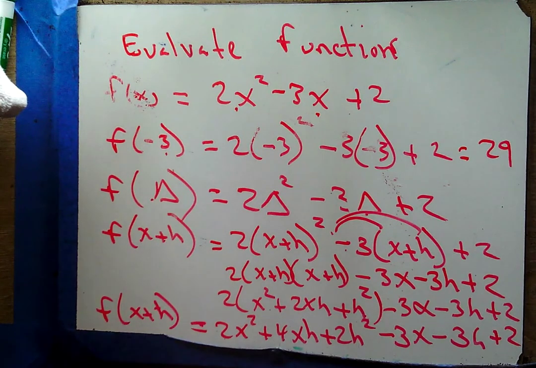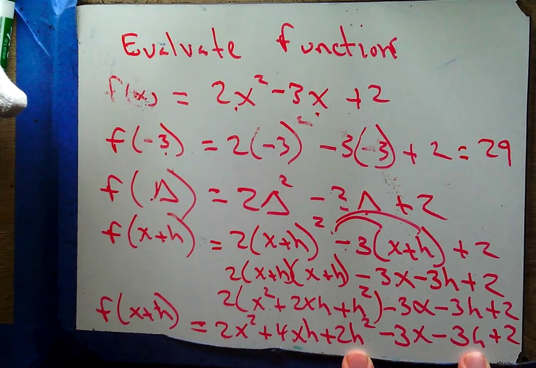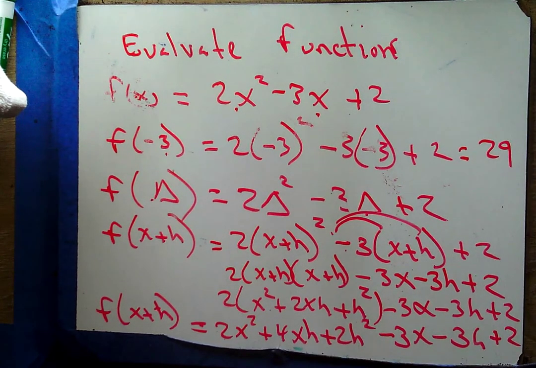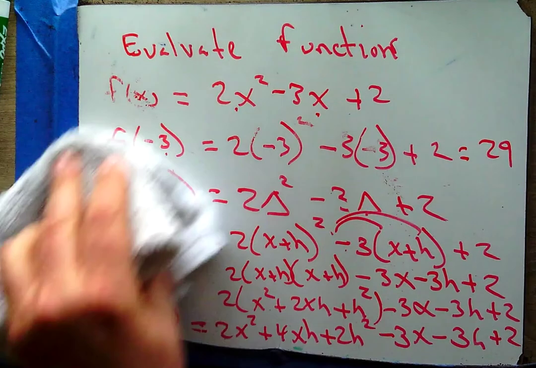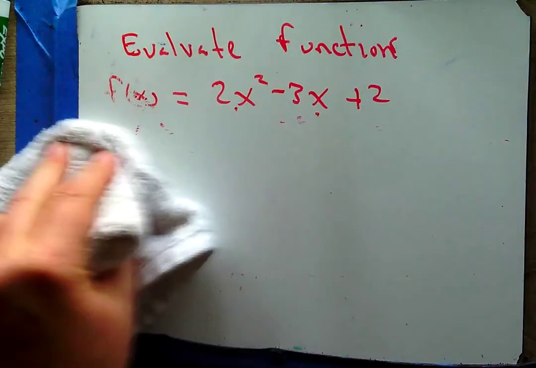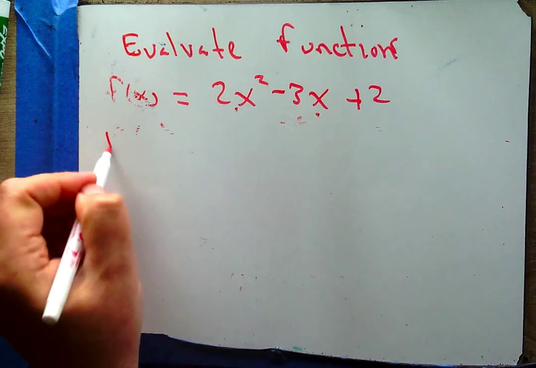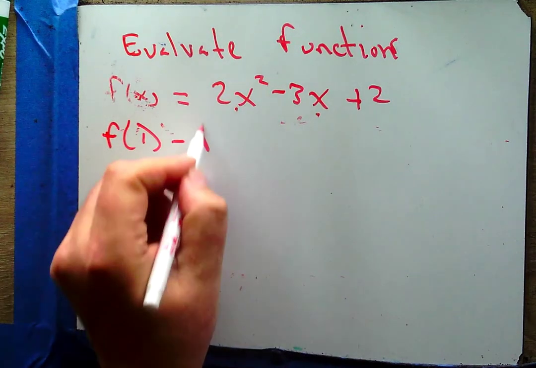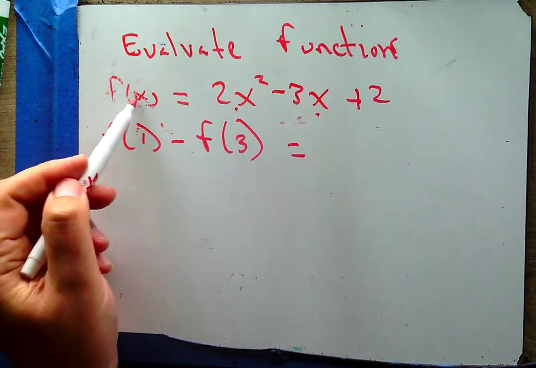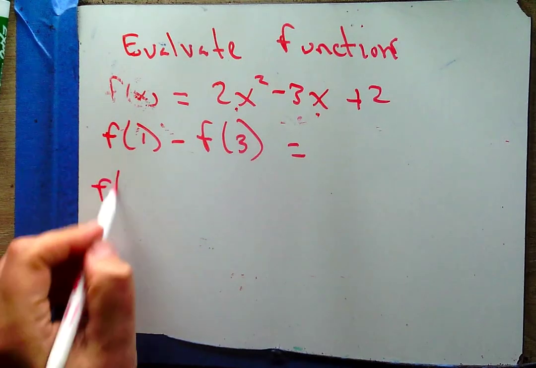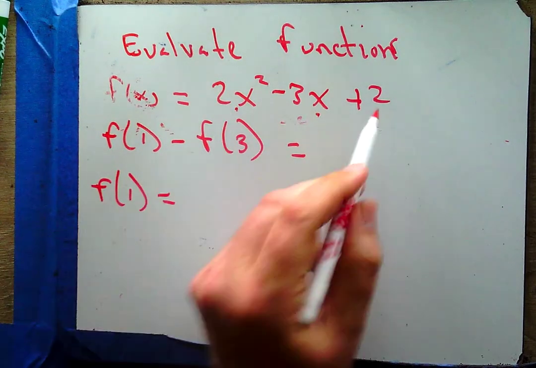Let's just check. Were there any like terms to combine? Well, here's xh and that's x, so I can't combine those. Here's h squared and h, and I can't combine those. So no, that's all I've got. All right. Now let's take this a little further. Now I'd like to do f of 1 minus f of 3. How do I find that out? Well, I have to first find f of 1. Remember, f of 1 was where we plugged a 1 in everywhere.